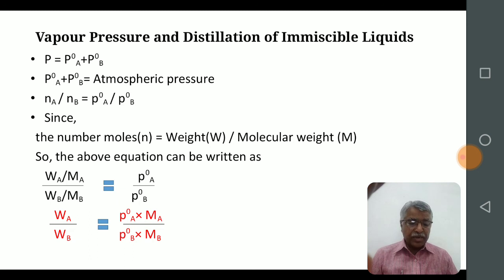Since the boiling point of any system is the temperature at which the total vapor pressure becomes equal to the atmospheric pressure, the mixture of two immiscible liquids will boil at the temperature at which P naught A plus P naught B is equal to atmospheric pressure. Hence, this temperature, that is the boiling point of the mixture, will be less than the normal boiling point of either of the liquids alone. Thus, if the total pressure is constant, there can be no change in temperature or in composition.